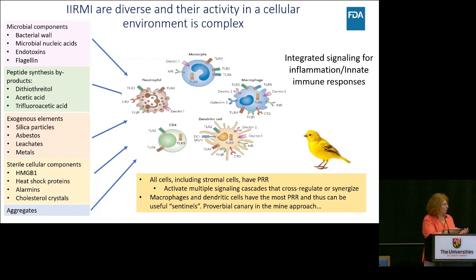So in a way, what we're doing is looking for assays that have an integrated signaling for an inflammation or innate immune response. And we're usually using innate immune cells sort of as a canary in the mine, right? Because they're loaded with PRR receptors. So macrophages and dendritic cells, because they have the most PRR, can be useful as sentinels, and that's how we're using them.